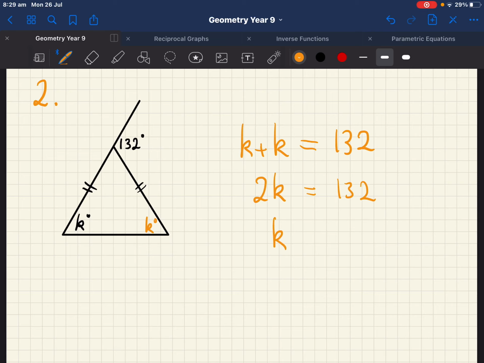Now that we've simplified the equation, now we can go ahead with the solving. To find the value of k, we're going to need to divide by 2. 132 divided by 2 will end up being 66 degrees. And there it is, second one solved. k was 66 degrees. Again, make sure you're getting this example in and all other subsequent examples. I think there's 4 in total.